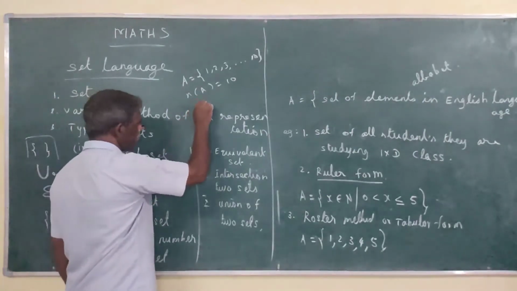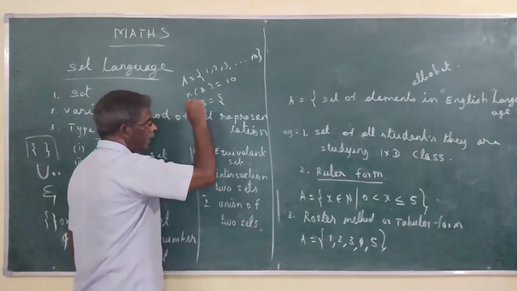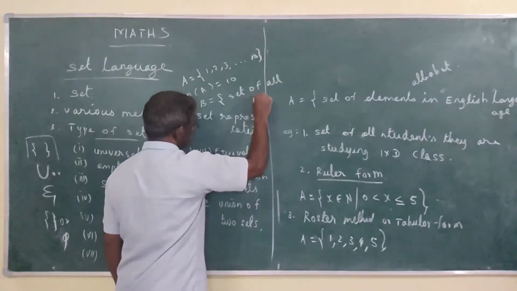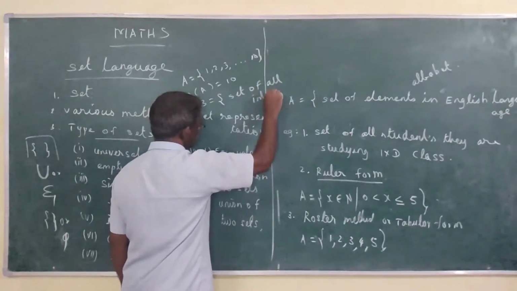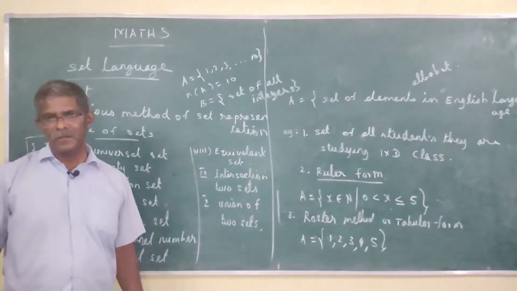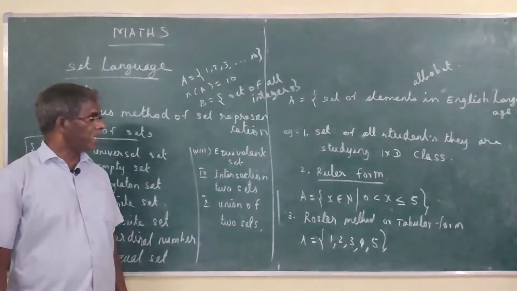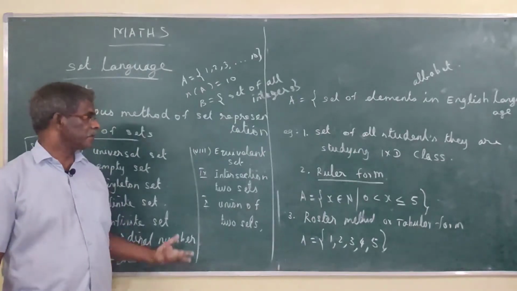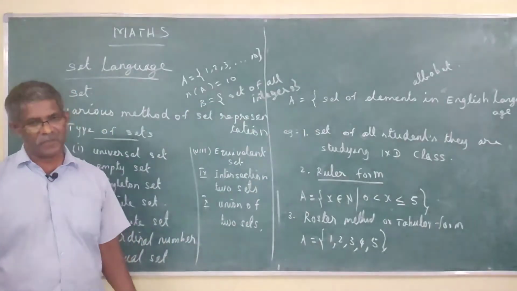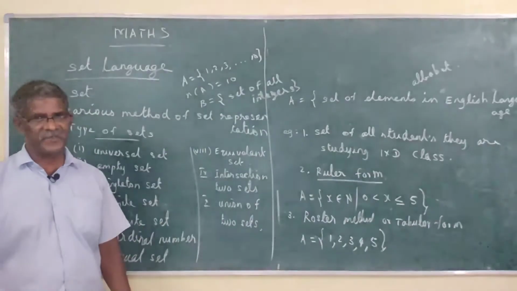Then another set B is equal to the set of all integers. In this set we are not able to count. We don't know the last element, the last number of the integers. That's why this set is called an infinite set. We are not able to find the cardinal number for set B. So if we write the cardinal number of B, it is infinite.